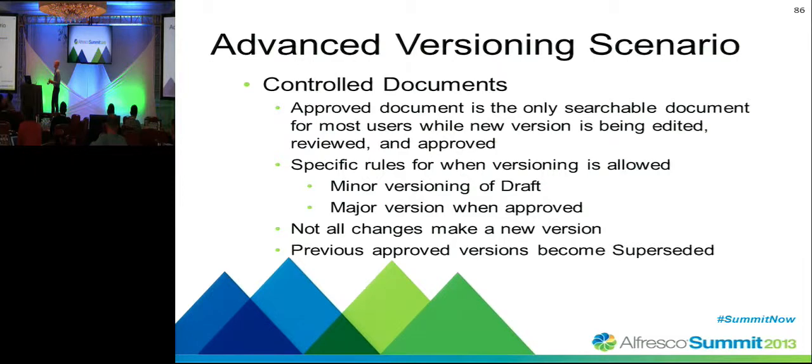So the scenario I've been talking about is for controlled documents, and controlled documents in a regulated industry is a whole different beast when it comes to versioning. Basically, they have an approved document that they want the world to see, to search and find, but at the same time, they might have a work-in-progress draft version that only authors of content can see until it goes through a workflow and gets approved.